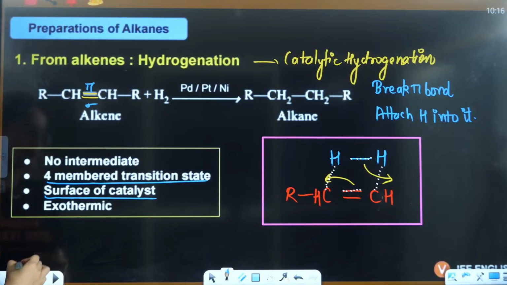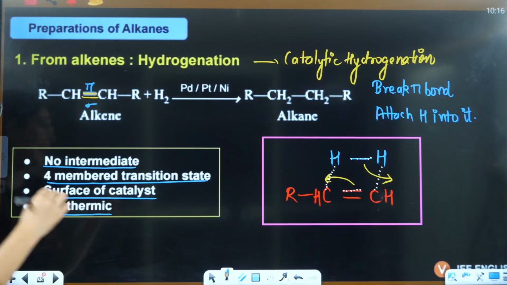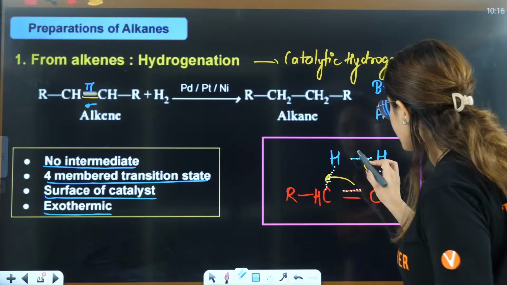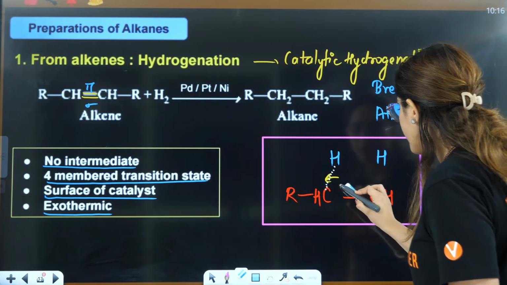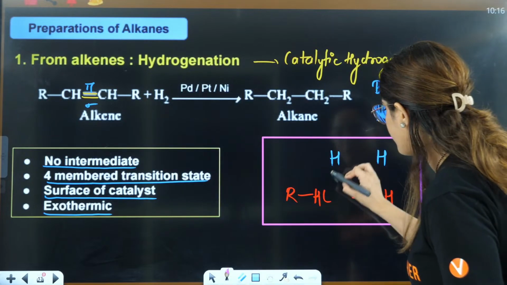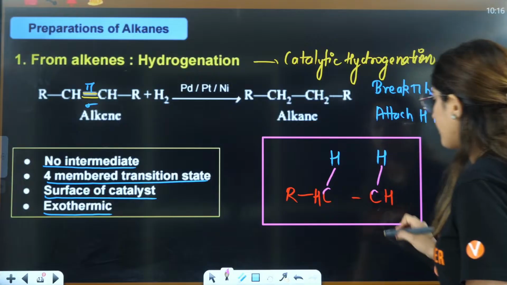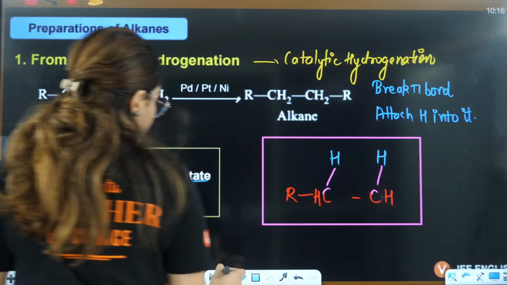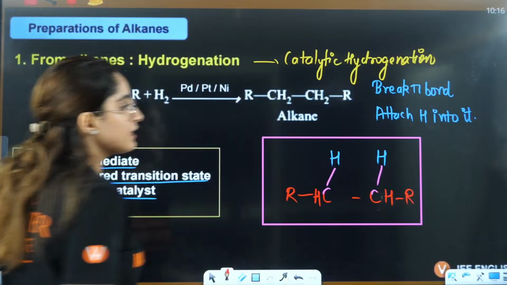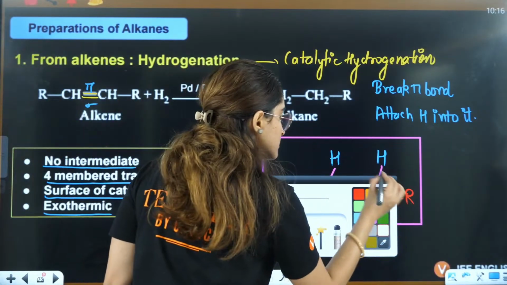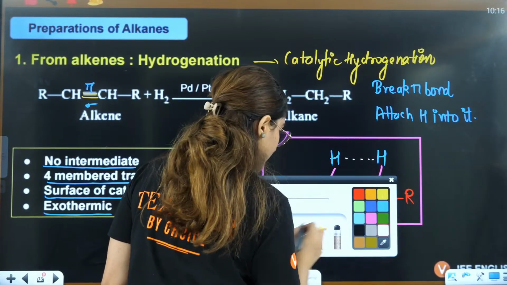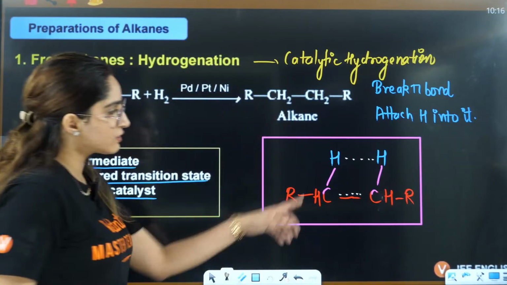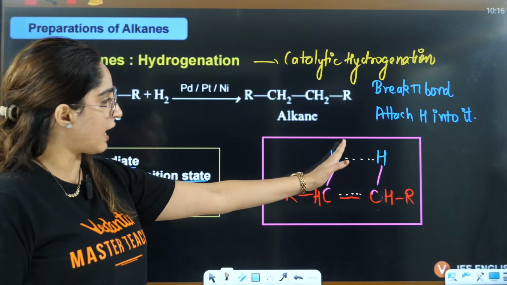It happens at the surface of the catalyst. No intermediate is formed here. It is an exothermic reaction. Energy is released in this process, right? So what will happen after this? This bond will eventually break and this bond will eventually break, and eventually in the end you will have formation of this bond, and hence you will have the formation of RCH2CH2R. And that's how alkane is formed here, right? Okay guys, got it? With white, I am showing some bonds that were there. These are the 2 bonds that were there that are not there right now.